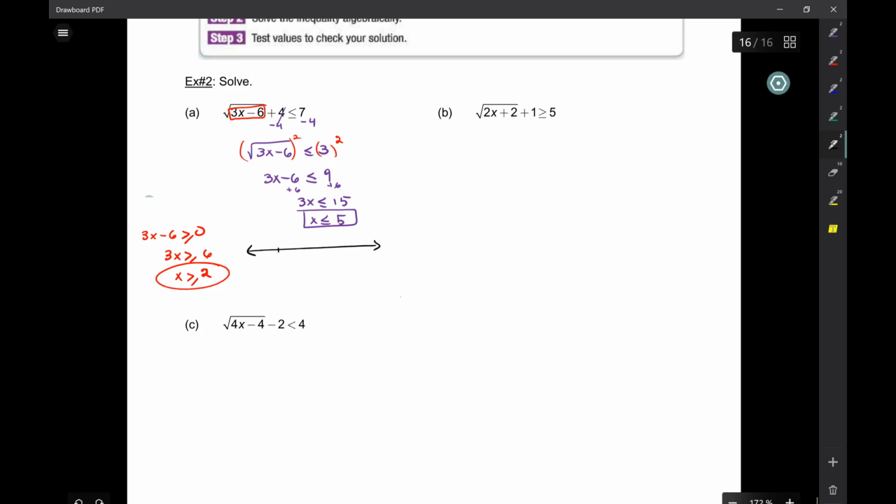My purple says x has to be less than or equal to 5. That's this. Correct? My red says x has to be greater than or equal to 2. Where is the region where both of them work? 2 to 5. So your final answer will be 2 to 5.